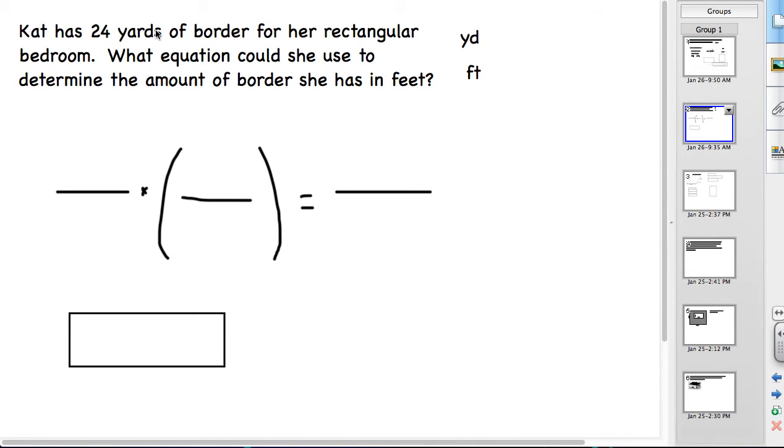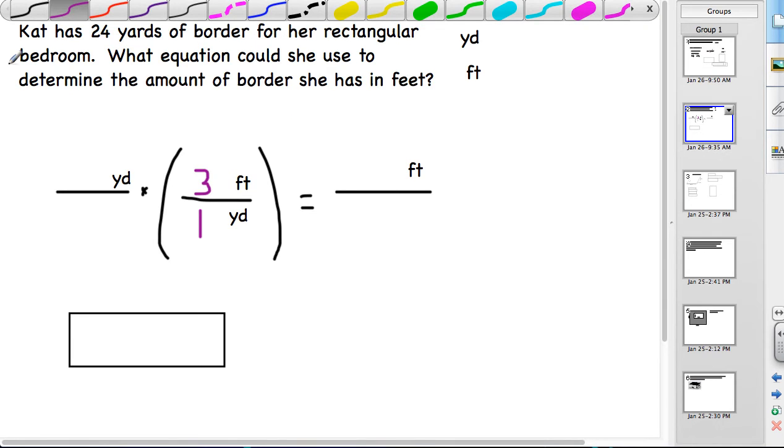Our next problem says that Kat has 24 yards of border for her rectangular bedroom. What equation could she use to determine the amount of border she has in feet? Well, if you remember, we used this model to help us change from one unit of measurement to another. So to remember, we start with yards, so it goes here and here. We want feet, so it goes here and here. Now if we look at our conversion chart on our math chart, we see that 1 yard is equal to 3 feet. So here we're going to do 1 yard is equal to 3 feet.